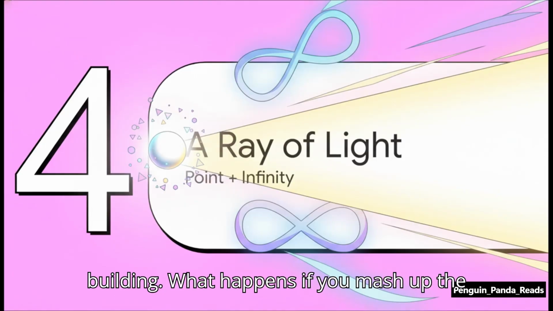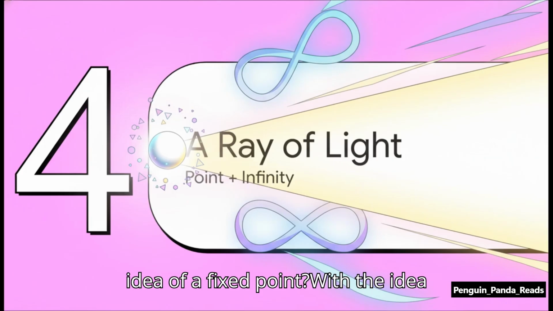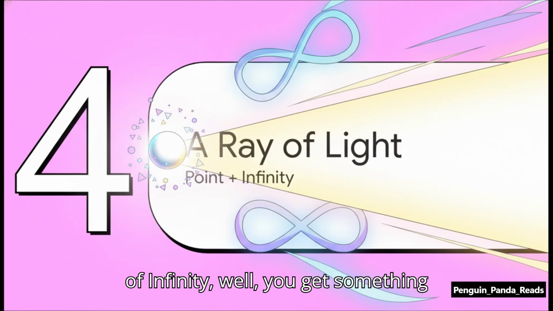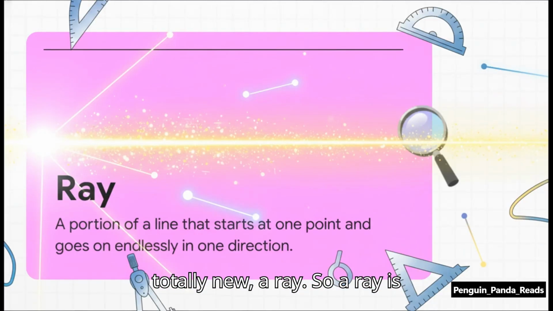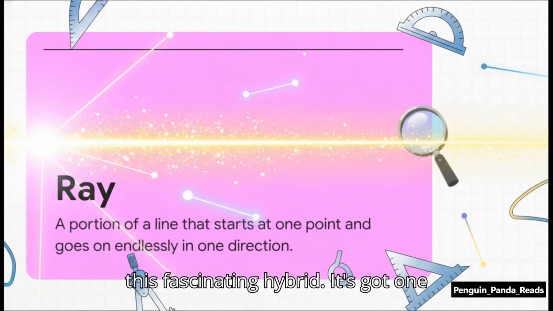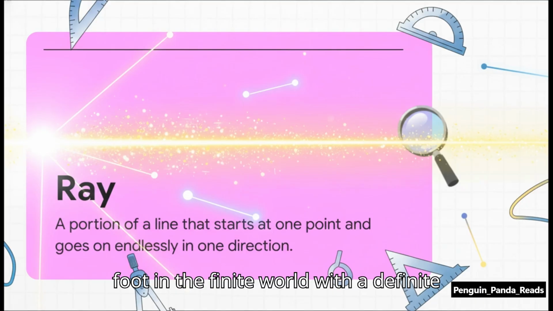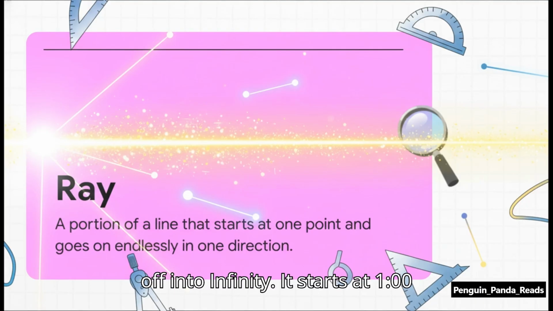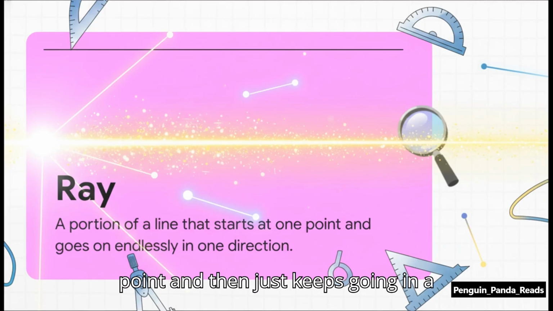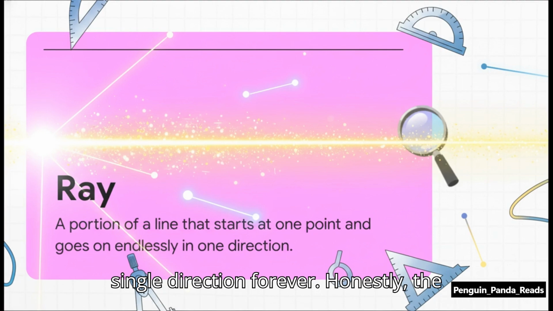All right, let's keep building. What happens if you mash up the idea of a fixed point with the idea of infinity? Well, you get something totally new: a ray. So a ray is this fascinating hybrid. It's got one foot in the finite world with a definite starting point, but the other foot steps off into infinity. It starts at one point and then just keeps going in a single direction forever.